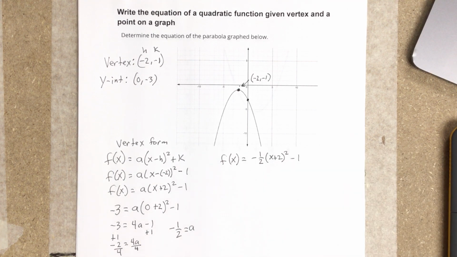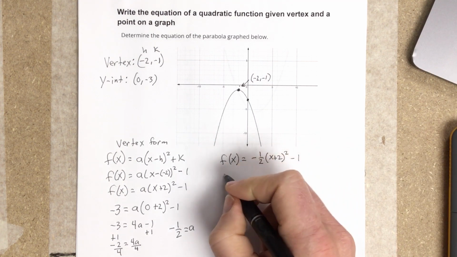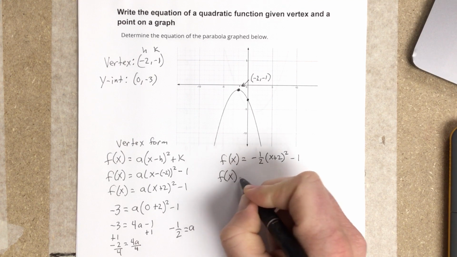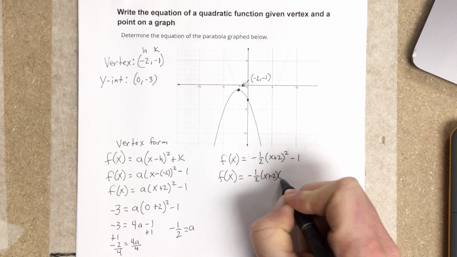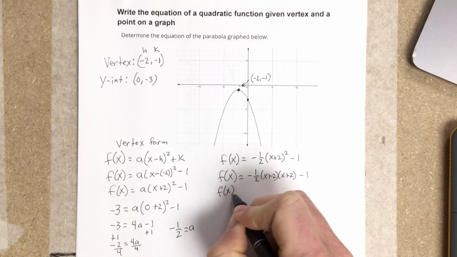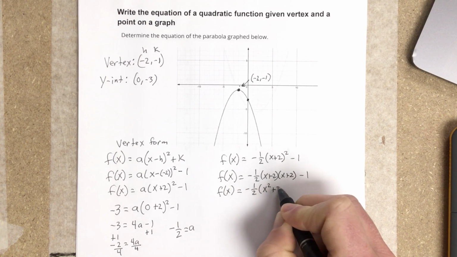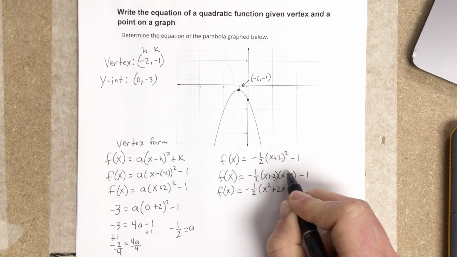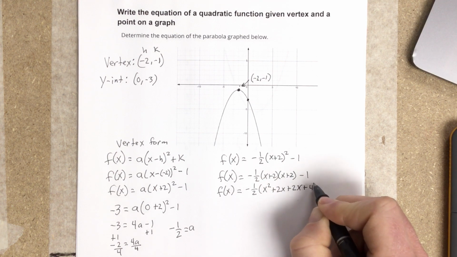Now I believe this assignment wants you to get this into standard form. We have the equation, but I think they want us to go into standard form from here, so we'll go ahead and do that. So we're going to say f of x is equal to -1/2 times (x plus 2) times (x plus 2) minus 1. So we get f of x is equal to -1/2 times x squared plus 2x plus 2x, when I multiply the 2 times the x and the 2 times the x out there, plus 2 times 2 is 4, minus 1.